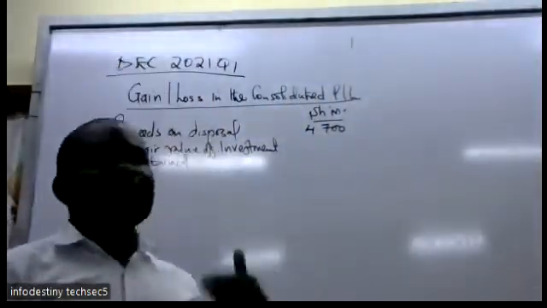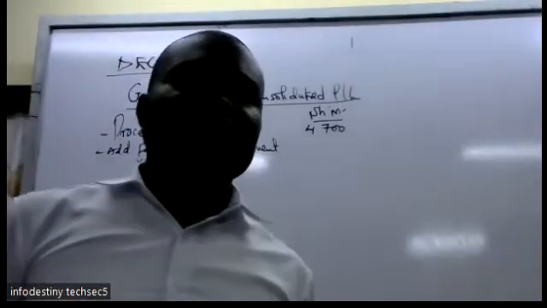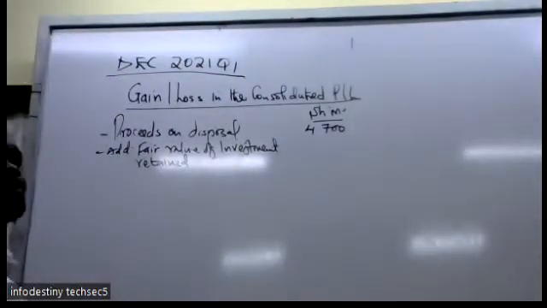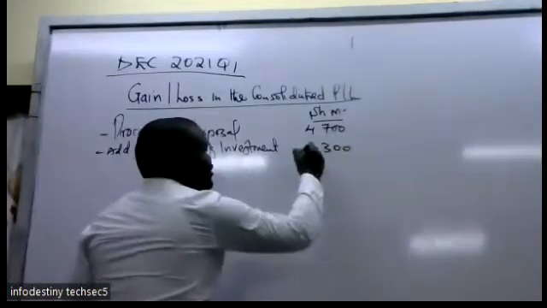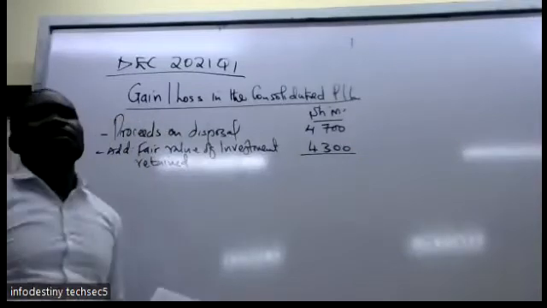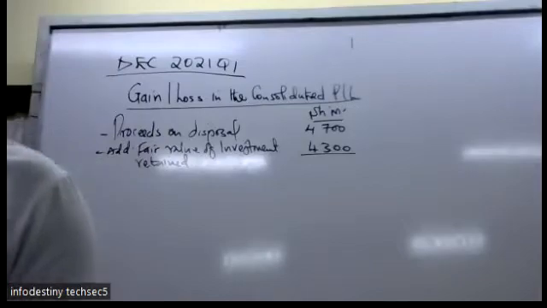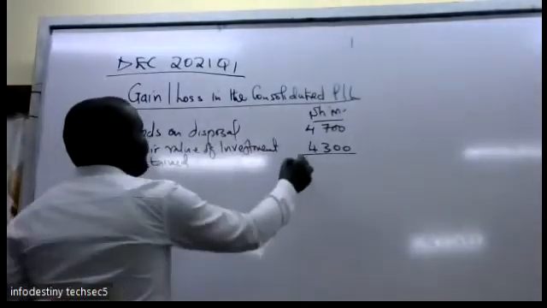But what they retained back, which was not disposed, they disposed 60%. 40% was not disposed. So the value of that 40% which remained is equivalent to what figure? 43. So the retained investment is 4,300. That is what the examiner said. So that one comes to how much? 9.